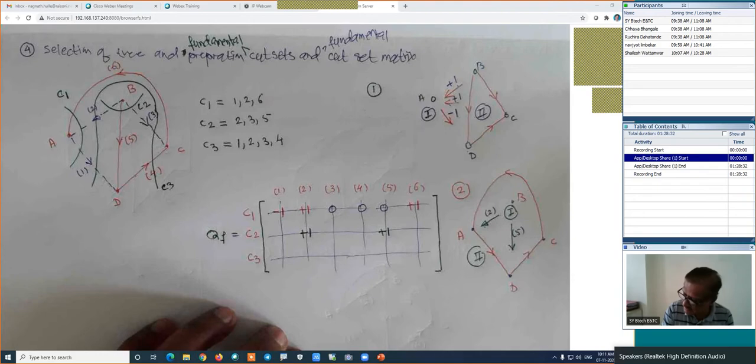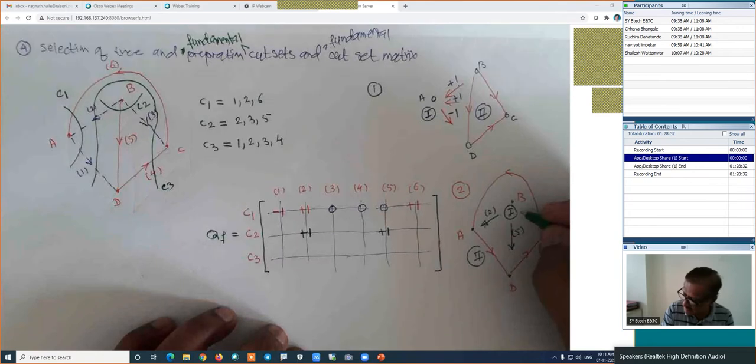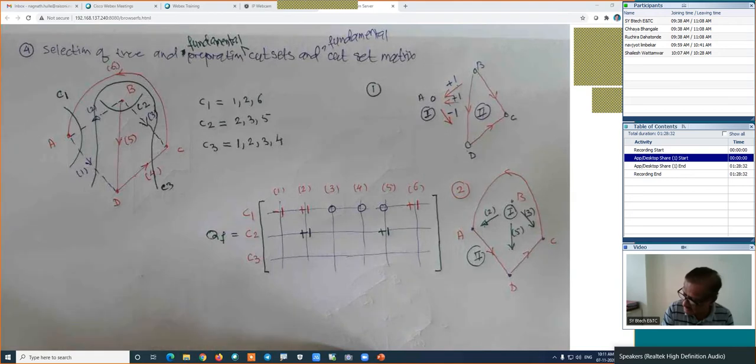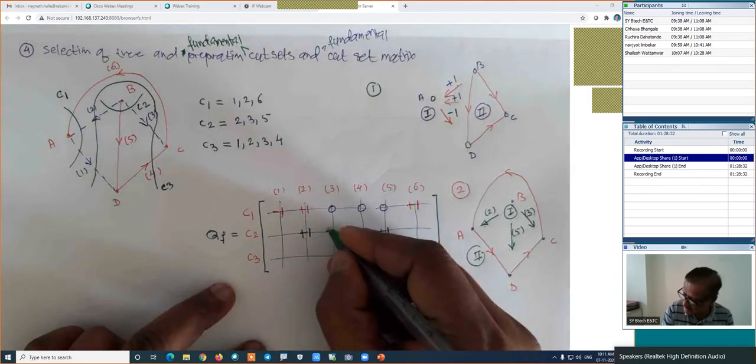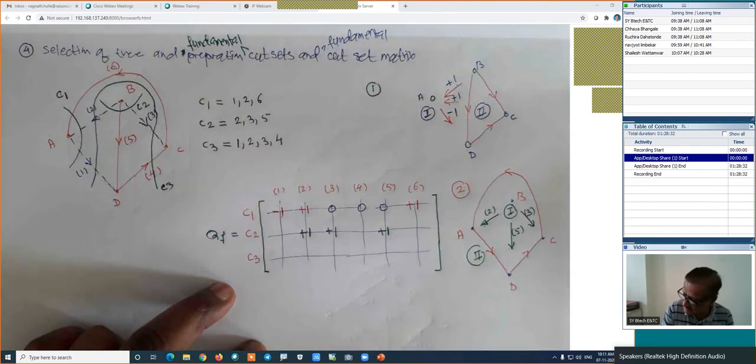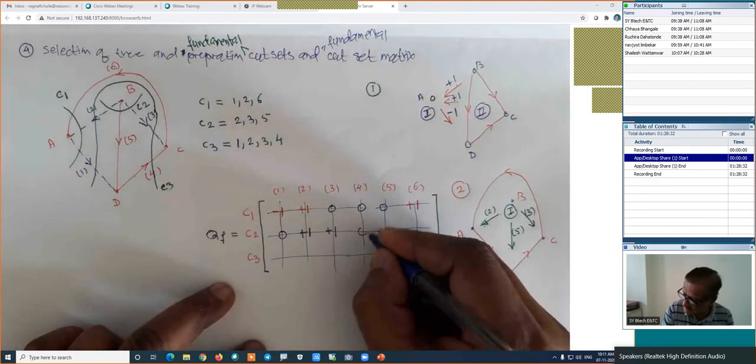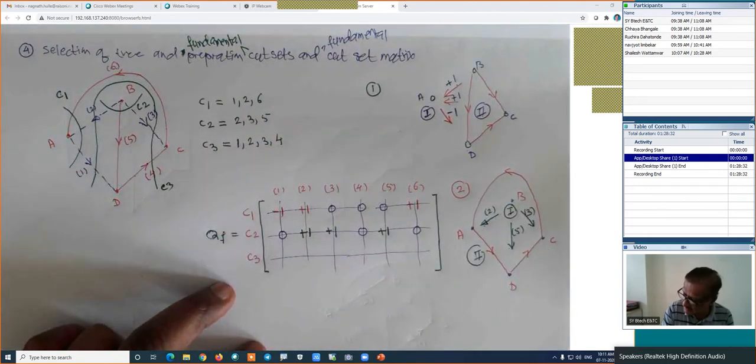Fine? For the branch number 3, how is the direction? The direction is downward. It is something like this. This is for the branch number 3. How is the entry for the branch number 3? Look at it: it is from part 1 towards this outer part, which is part number 2. This direction is the same as the branch number 5 direction, which is the tree branch. That's why this entry for the branch number 1 is also taken as +1, and the remaining entries will be 0. This is 0, this is 0, and this entry is also 0. Means 0, plus 1, plus 1, 0, plus 1 and 0. These are the entries for the cut set number 2.